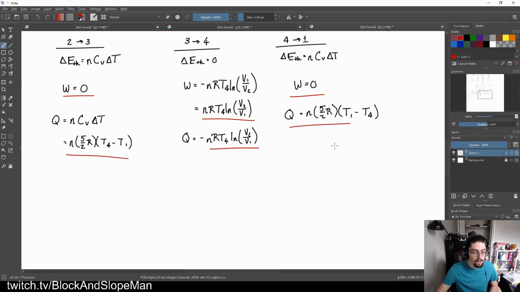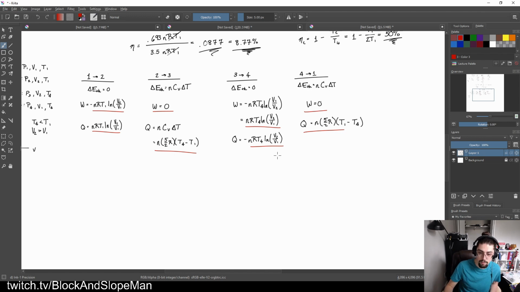So we zoom out, we take a look at everything that we've got all at once here. Okay, I said V2 is greater than V1. So any place we see natural log of V2 over V1, that is a positive value, right? So there's no non-intuitive stuff going on here. But I can look at these things and say, okay, 1 to 2, that's a positive value. 2 to 3, that's going to be a negative because T1's greater than T4. For 3 to 4 here, I see a negative sign, and the natural log is still positive, so that's a negative. So 2 to 3 and 3 to 4, those are both part of QC.